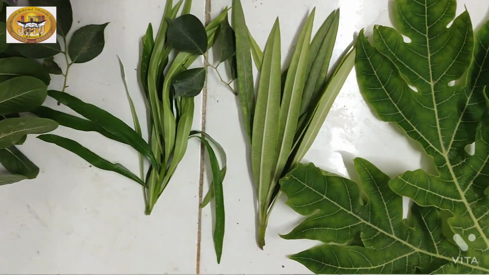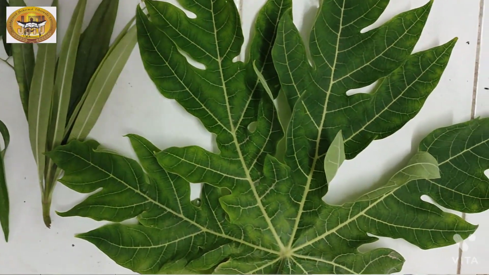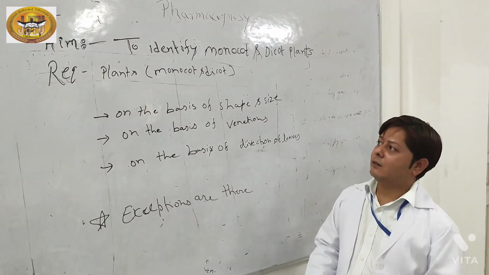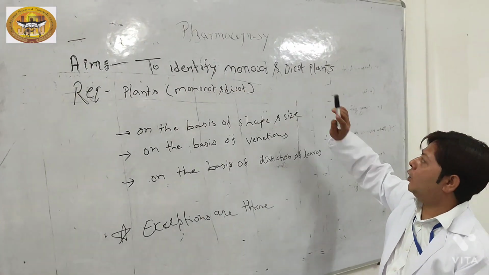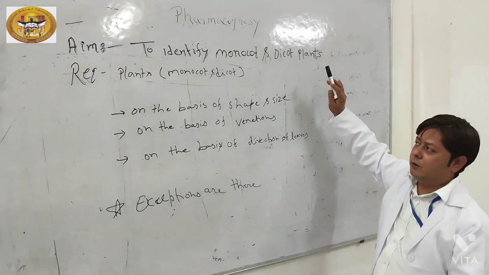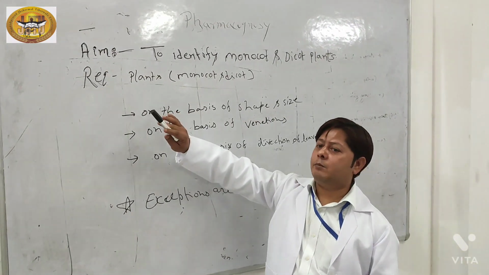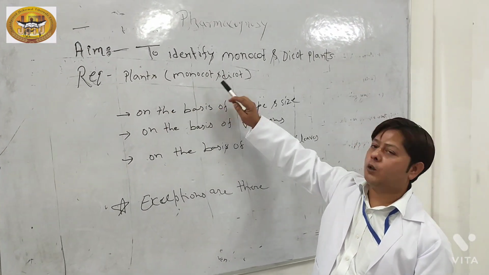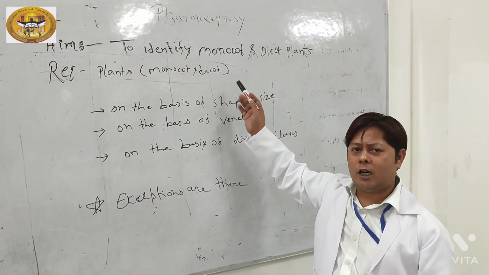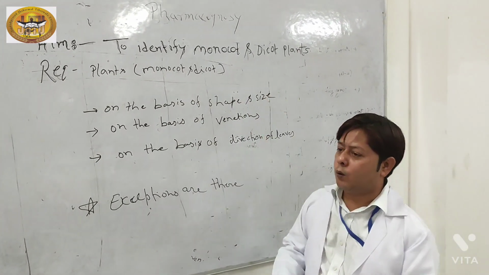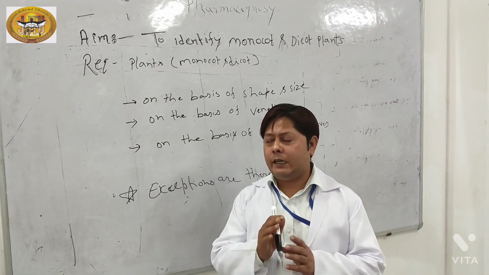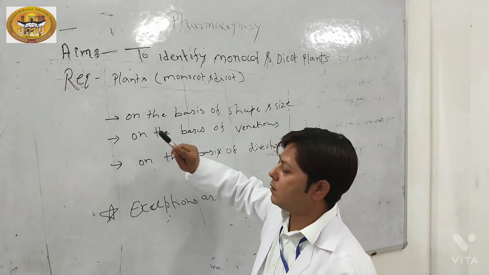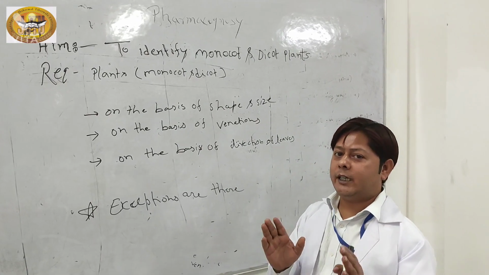So let's move to the sample we have here. We will check how to identify monocot and dicot plants. As discussed, we are going to perform the practical related to identifying monocot and dicot plants. For this, the requirement is nothing but some plants from monocot and dicot trees, herbs, or shrubs. There are three criteria on which we are going to identify these monocot and dicot plants.